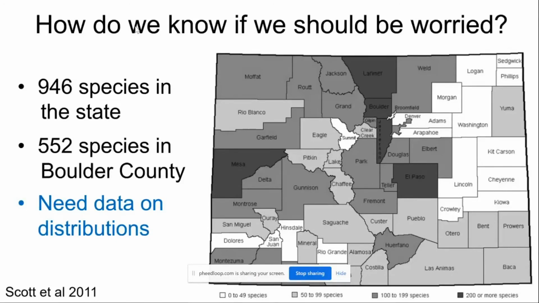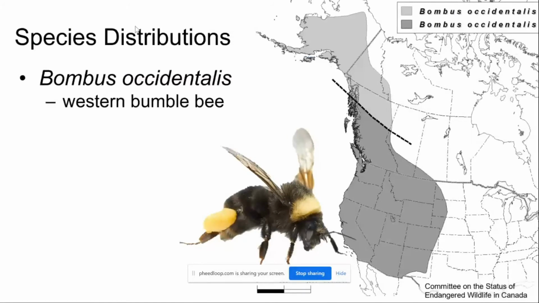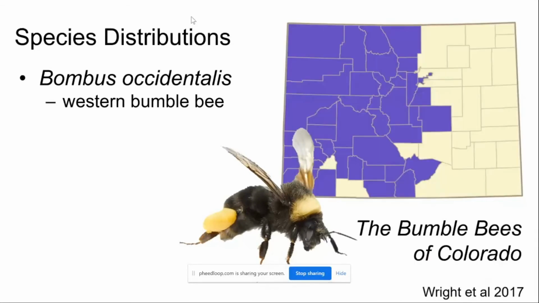And to know that, we really need data on distributions of individual species. And so what exactly do I mean by a distribution? Here's Bombus occidentalis from the Committee on the Status of Endangered Wildlife in Canada. So this gray shading that you can see over the western half of the country is where this species has been found to occur writ large. There's 2 different colors because there's 2 different subspecies. So this is a quite widely distributed bee species from Alaska all the way to Mexico, basically.